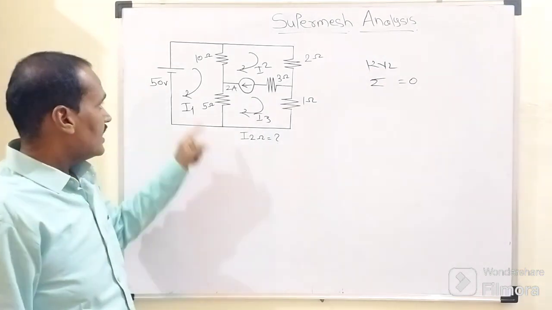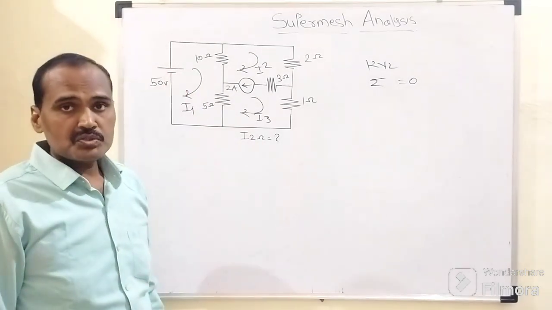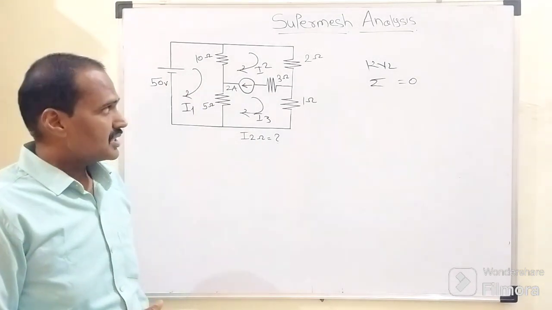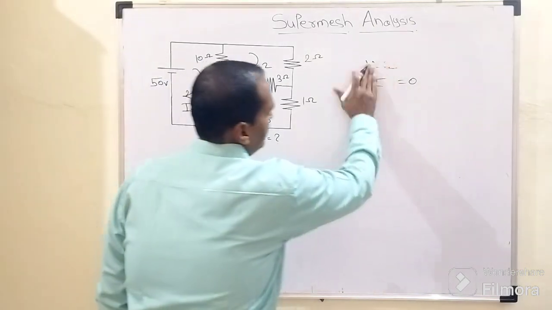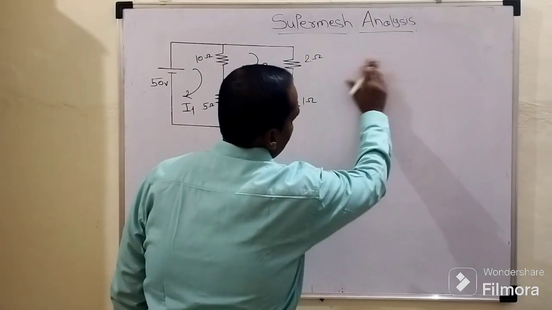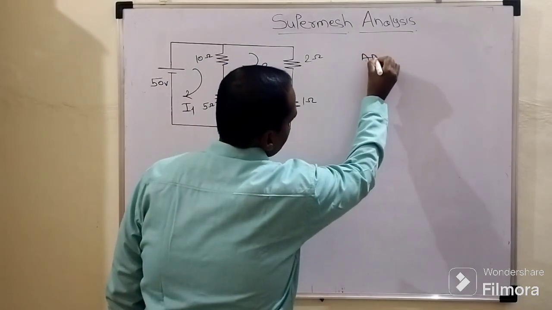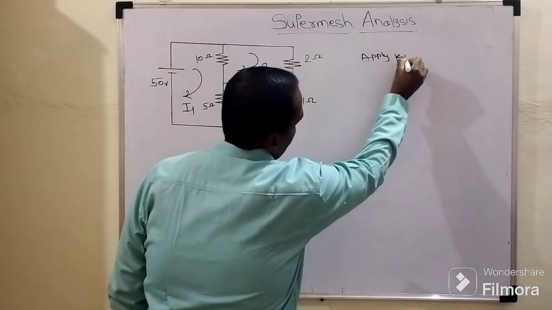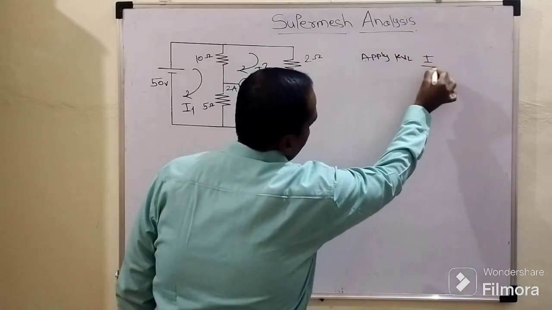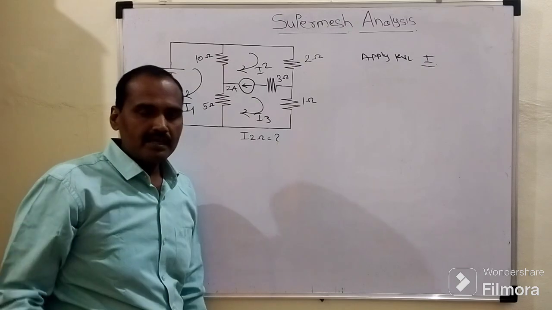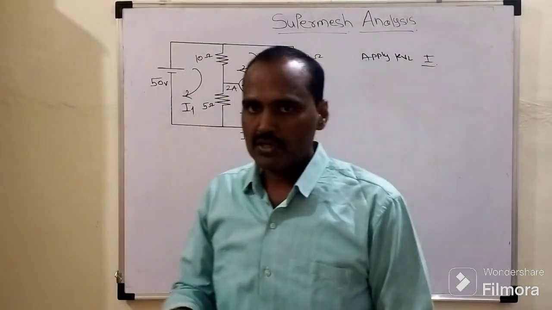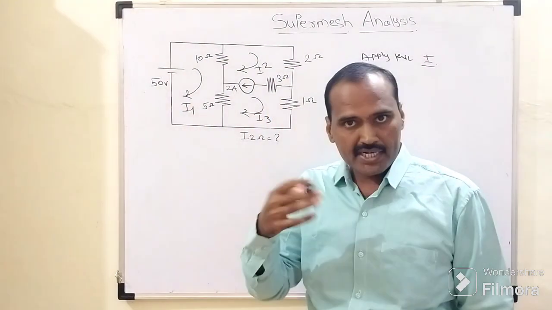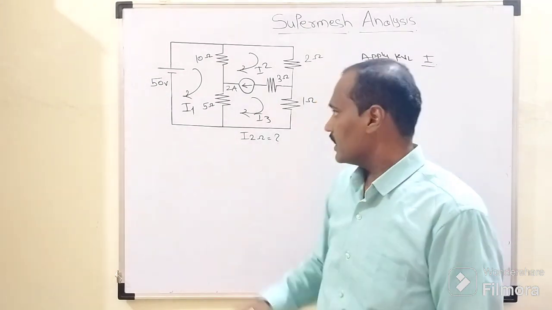When we apply Kirchhoff voltage law to the first loop, just like the previous method, our equation will become what here? When we apply KVL to mesh number 1, first of all we need to carefully look at how many elements we have within that mesh.